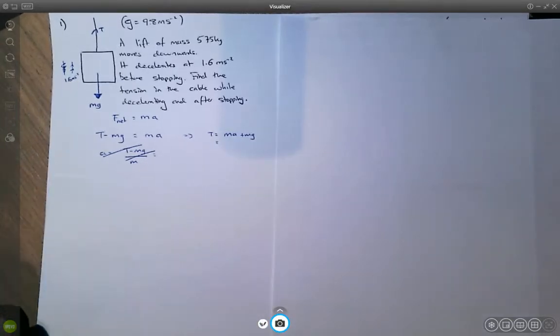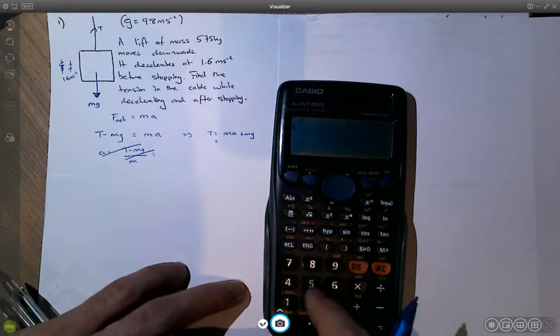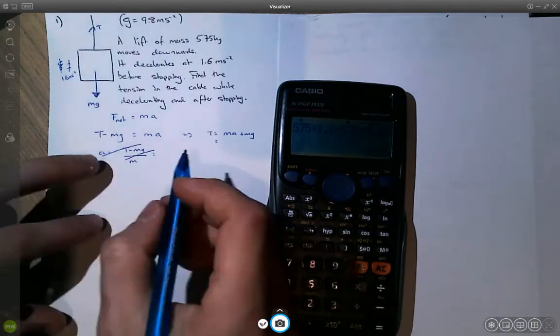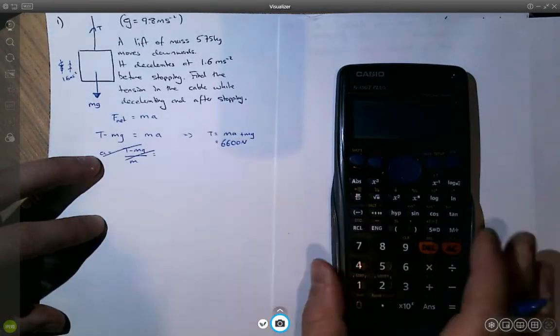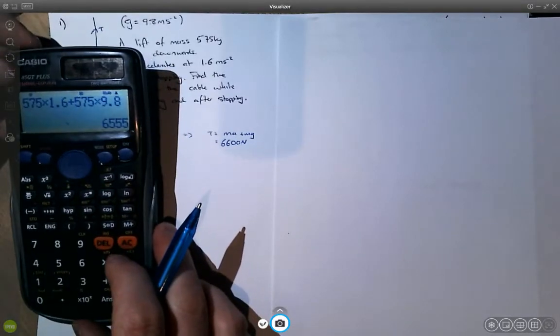And if I type this into my calculator, we should get the answer. The tension is 6,600 newtons. I'm just rounding up from this value.